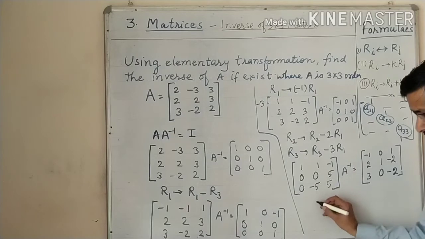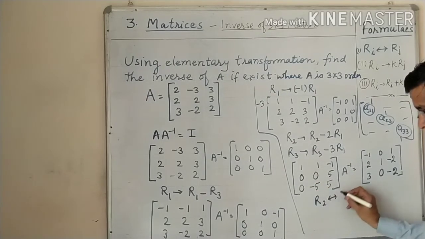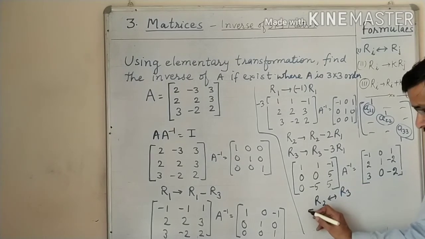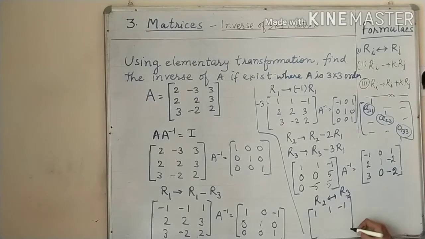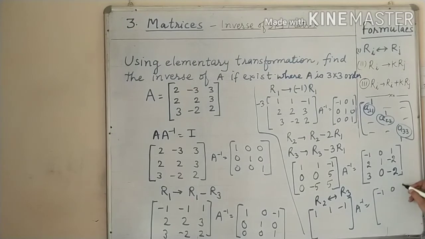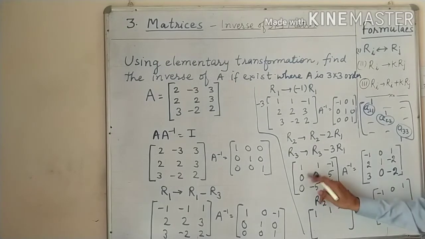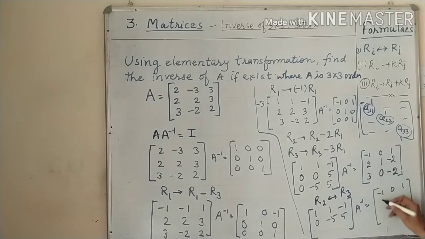So what we get, look here, r2 and r3, these you have to interchange. When you interchange, look here, the first row is as it is. Minus 1, 0, 1. The first row is as it is. Second and third rows are interchanged. Means here is 0, minus 5 and 5. This will be 3, 0 and minus 2. Now the second row will become the third row. Means 0, 0 and 5. Here will be 2, 1 and minus 2.